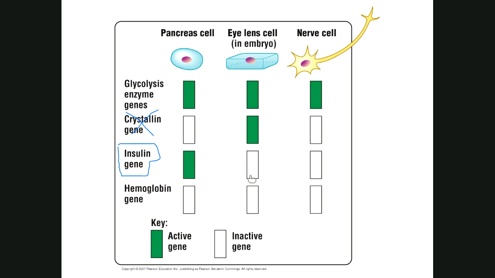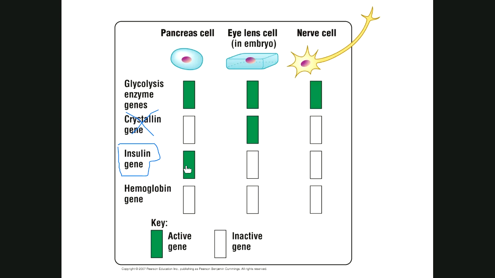But this is showing you, as I said before, every cell of your body that's a somatic cell has the insulin gene in it. But only beta cells of the pancreas, only these specific cells have the ability to activate this gene, and part of it at least is tied into transcription factors.